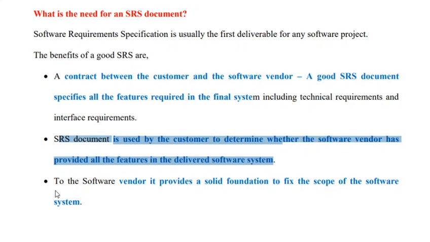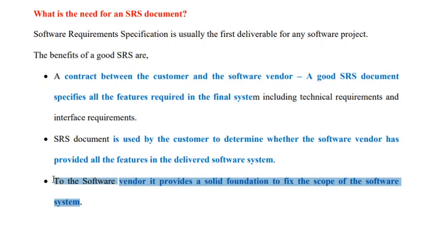Now, to the software vendor, it provides a solid foundation to fix the scope of the software system. This is what we learned in the previous class. Using the SRS document, the vendors will be very clear about what is to be implemented, what the considerations are under which it has to be implemented, and what the key non-functional issues are that are to be focused upon. So whenever a software vendor has an SRS document accepted by the customer, the vendor will have a very clear idea about the requirements that are to be actually implemented, and under what criteria it has to be implemented.